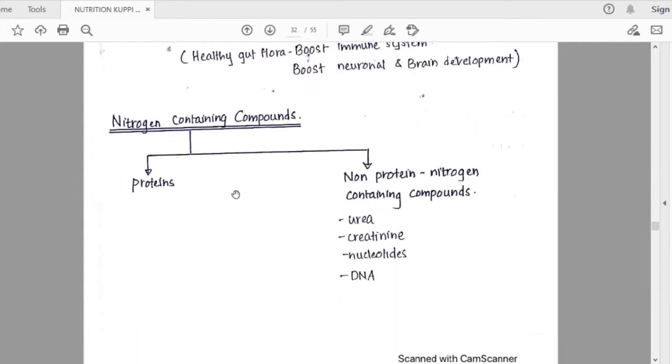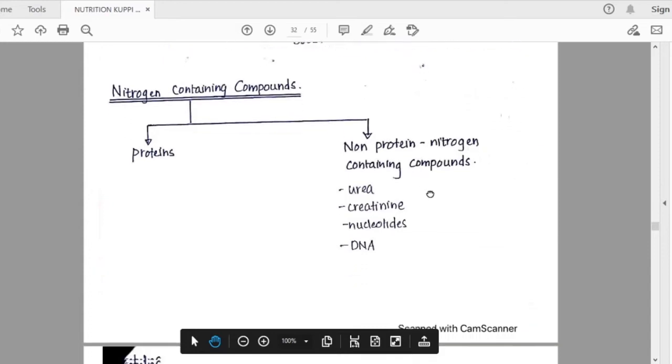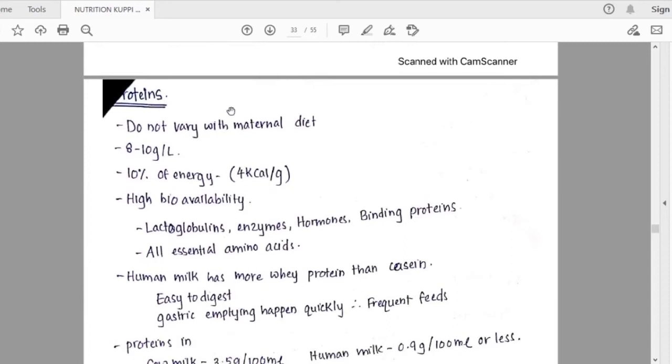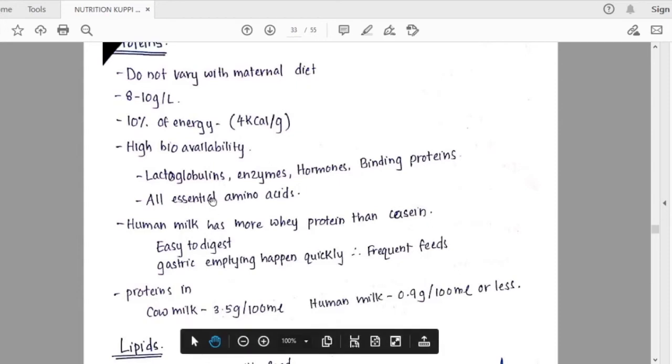Nitrogen containing compounds. These include proteins and non-protein nitrogen containing compounds, for example urea, creatinine, nucleotides and DNA. Proteins do not change according to the mother's diet. Whether the mother eats less or more protein, the protein content in breast milk is generally constant, at 8 to 10 grams per liter. 10% of the energy of milk is derived from proteins, while 40% of energy is from carbohydrates.